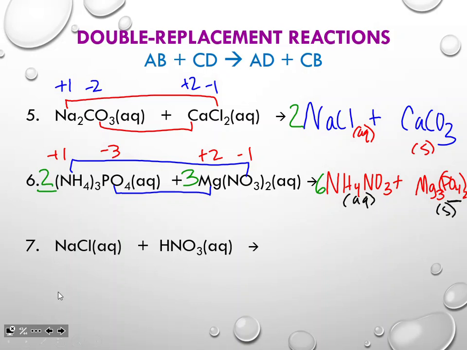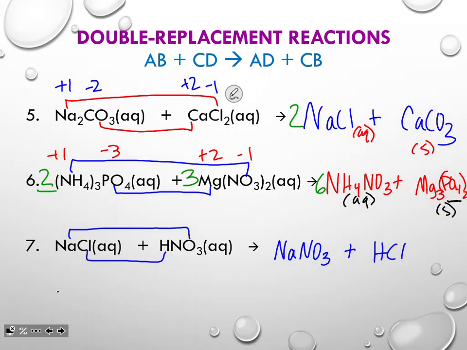Our last example here, we have sodium chloride and nitric acid. So let's go ahead and combine them. They're pretty easy. Sodium's +1, chlorine's -1, H is +1, nitrate's -1. So this is all 1 to 1, very easy stuff. NaNO3 plus HCl. Do we need to do anything for balancing? No. Okay, now phases. NaNO3, AQ or S? AQ. Sodium, alkali metal, always soluble. Nitrate, always soluble, so this is AQ.